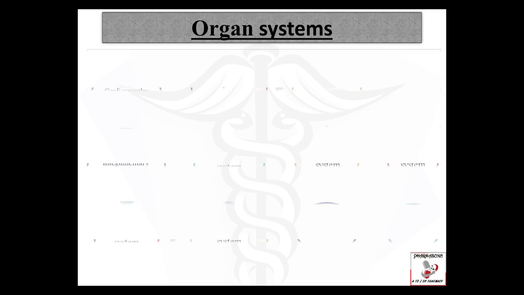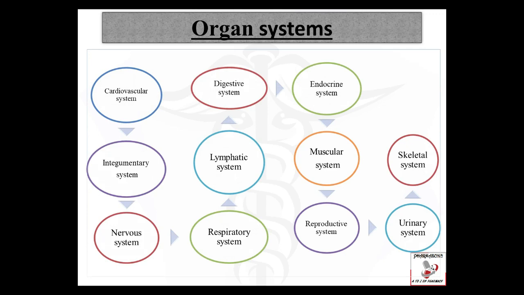Now, let's see in brief about each organ system. The human body contains 5 organs that are considered vital for survival. As we all know, it's the heart, brain, kidneys, liver, and lungs. Functionally related organs often cooperate to form whole organ systems. There are 11 organ systems that work in our body. They are the cardiovascular system, integumentary system, nervous system, respiratory system, lymphatic system, digestive system, endocrine system, muscular system, reproductive system, urinary system, and the skeletal system. Now let's discuss them in detail.